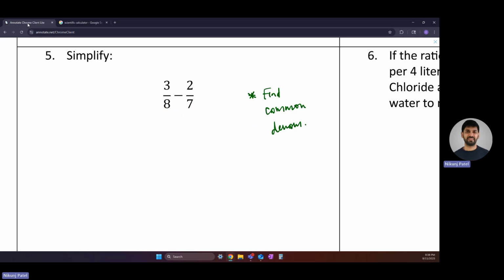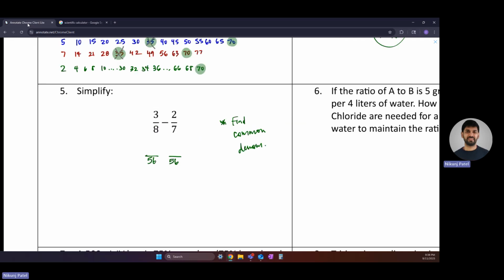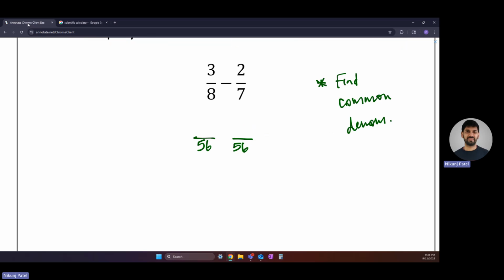So 8 times 7 is 56. And you could, if you wanted to, just to verify it, list out for 7 and 8 these values just like we did on number 3. But you don't have to here. You can just multiply and you'll get 56. So now when we think about this, what did we do? We did 8 times 7. So we need to do 7 up here times the 3. So it's going to be a 21.